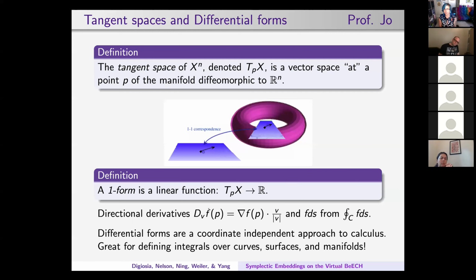So if you've had multivariable calculus, you may be familiar with the notion of a directional derivative. So you take the gradient of the function, so that's the derivative in each of the coordinate directions. You can evaluate it at a point that gives you a vector, and then you can dot it with the direction in which you're supposed to differentiate.